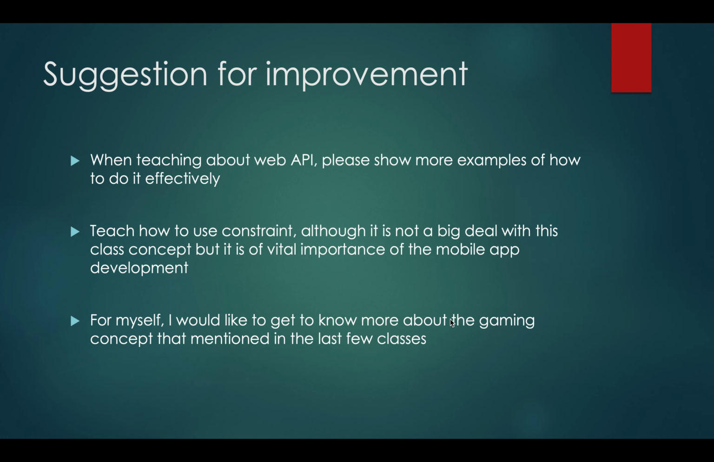As for suggestions for improvement, I have three things to say. When teaching about web APIs, I would like more examples of how to do it effectively, since I had some trouble with it. And when teaching how to use constraints, because you just mentioned it in class in a few words. Although it's not a big deal for the whole concept of this class, it's of vital importance in mobile app development, especially iOS apps. If we do not have constraints, the app will look weird.